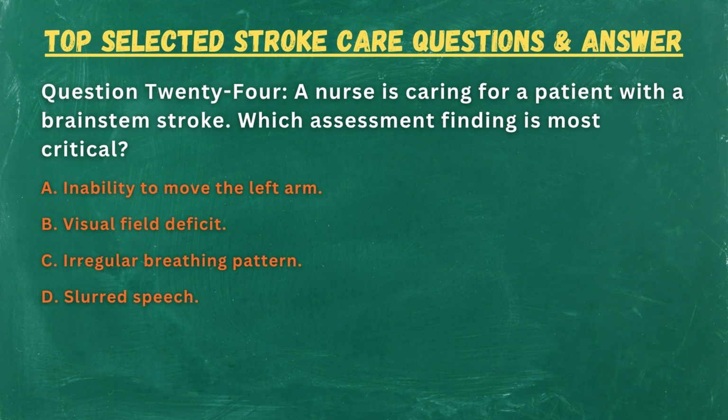Question 24. A nurse is caring for a patient with a brainstem stroke. Which assessment finding is most critical? A. Inability to move the left arm. B. Visual field deficit. C. Irregular breathing pattern. D. Slurred speech. Answer: C. Irregular breathing pattern.